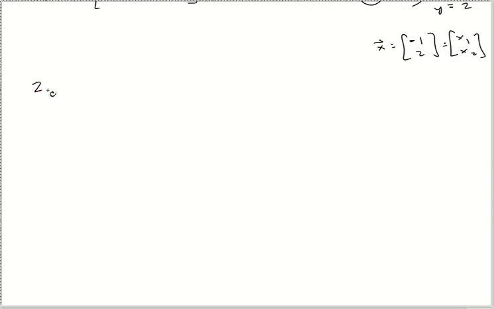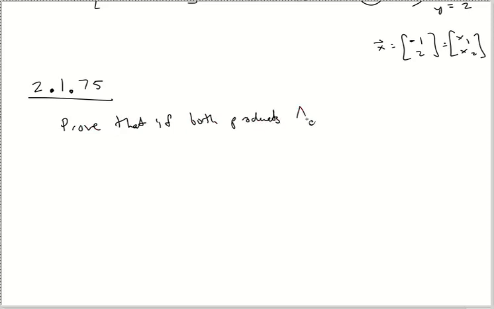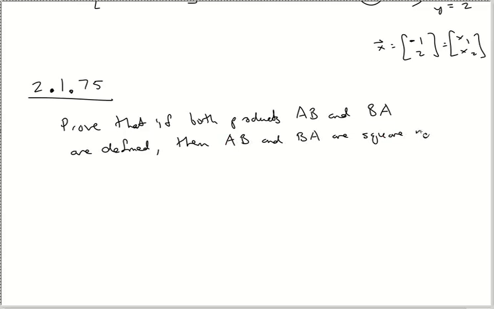What I want to do for each section is a problem from that homework, I guess you can say. Now, this is going to be somewhat close to what we're going to be doing on the quizzes. I tried to do a lot of proof questions, and so this is actually a proof question. So here we go. Prove that if both products AB and BA are defined, then AB and BA are square matrices.